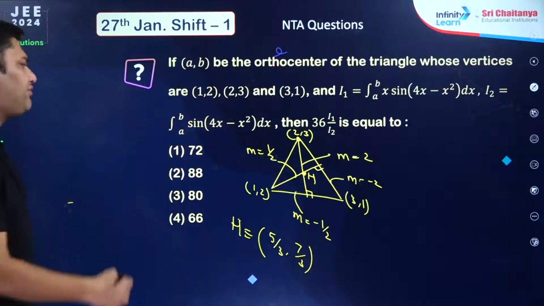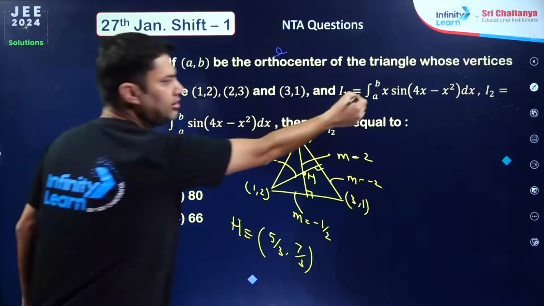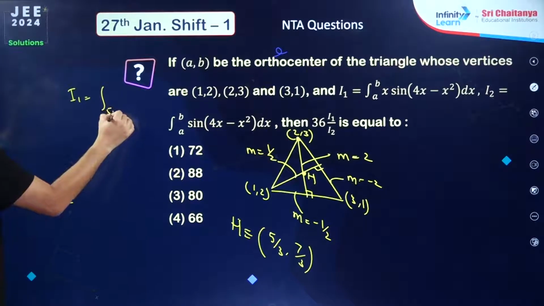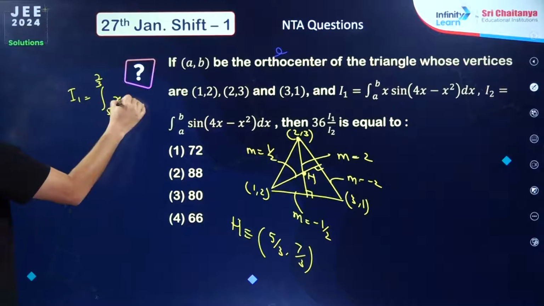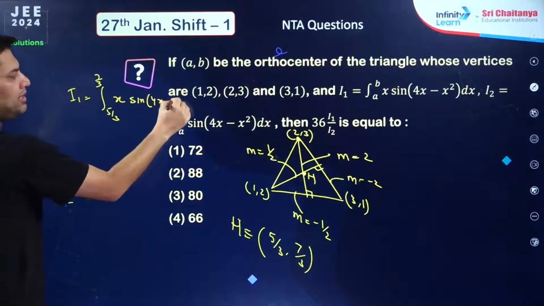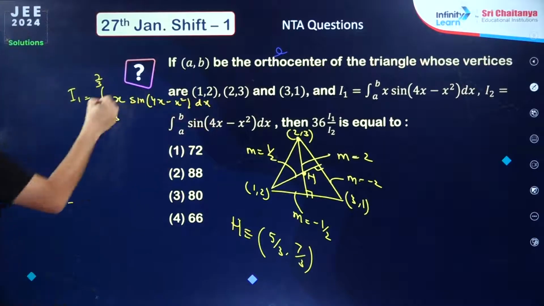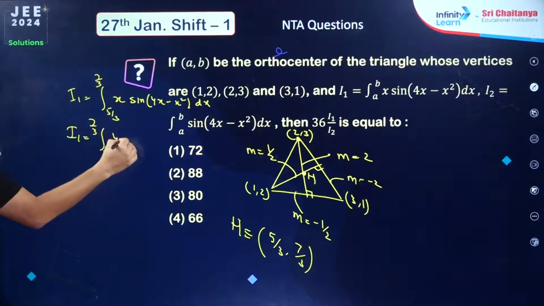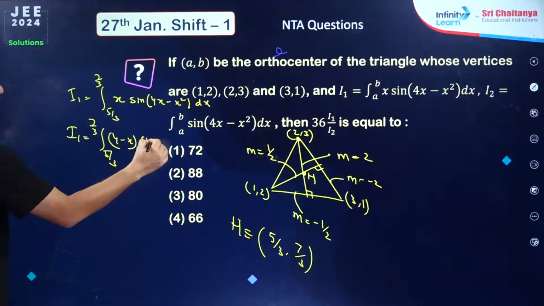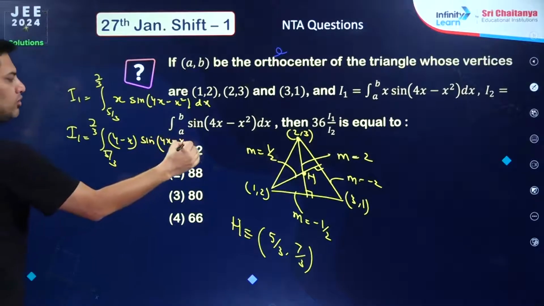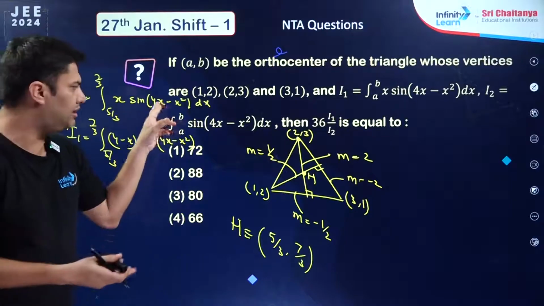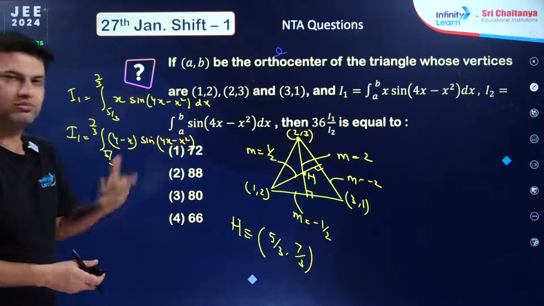So you have to integrate from 5 by 3 to 7 by 3. So the integral from 5 by 3 to 7 by 3 of x sin(4x minus x square) dx. If you apply the King's property again, this will be 4 minus x, and this will be again 4x minus x square only. You can check. If you replace x by 4 minus x, the King's property, and 4 minus x here also, same thing.